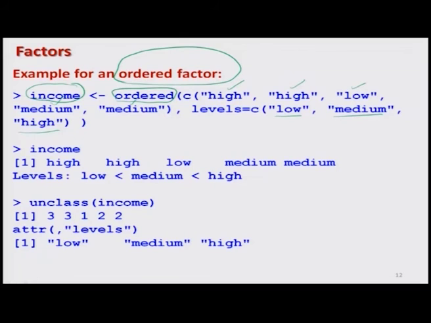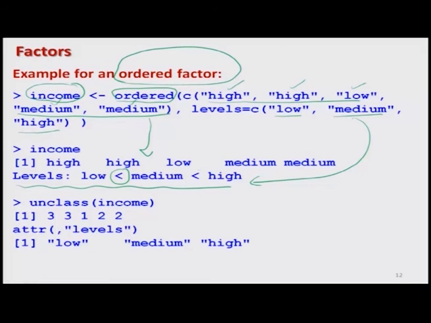So, you can see here we get the same data set whatever is given over here, but now the labels whatever I had given are coming out in this format, that low is smaller than medium and medium is smaller than high. And if I want to unclass this variable income, we get this type of thing. So, let us try to do it over the R console and see what we obtain here.